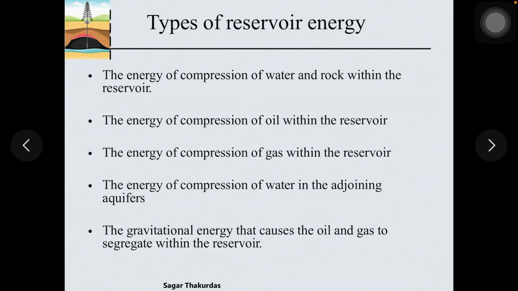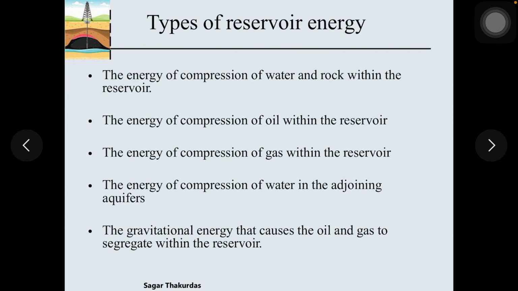Now comes the types of reservoir energies in the reservoir. As mentioned here, the energy is stored in the reservoir in various forms. What happens is the reservoir is deep seated at hundreds or thousands of feet, or hundreds and thousands of meters depth. And as a result of overburden pressure, the rock or the reservoir itself is compressed. The fluid within the pore spaces of this rock, that is oil and gas, is compressed, as well as the water which is in the aquifer below is in compressed state.